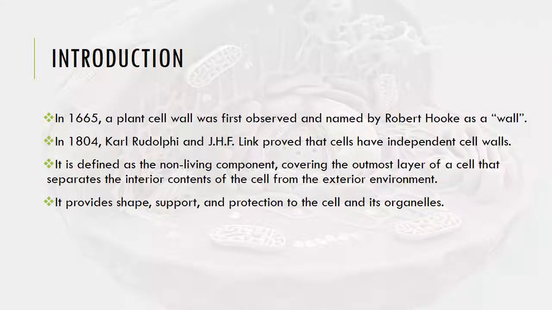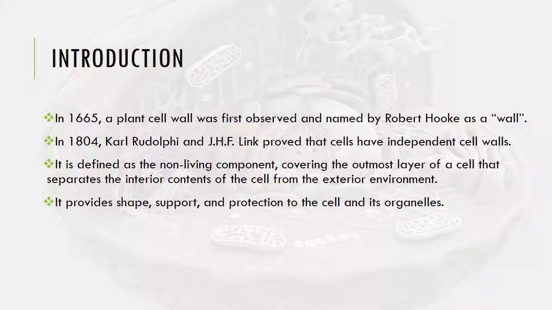It was in 1665 when a plant cell wall was first observed and named by Robert Hooke as a wall. He even drew it without knowing that what he's drawing is a cell wall. Despite its discovery, it was only in 1804 when Carl Rudolf P. and J.H.F. Link proved that cells have independent cell walls. But before we dig deeper, let us review first what a cell wall is.